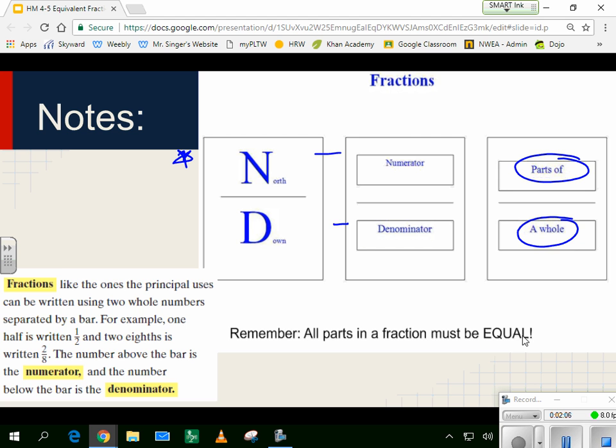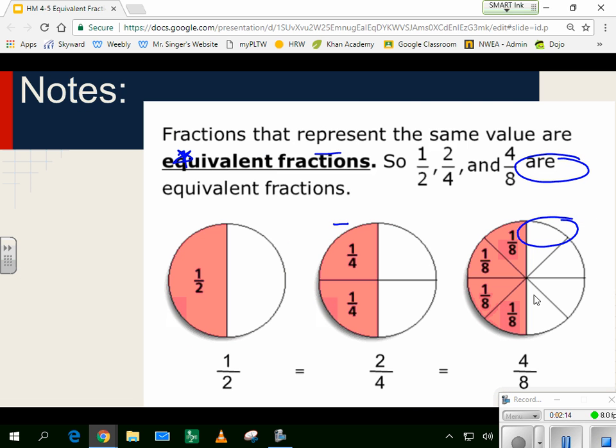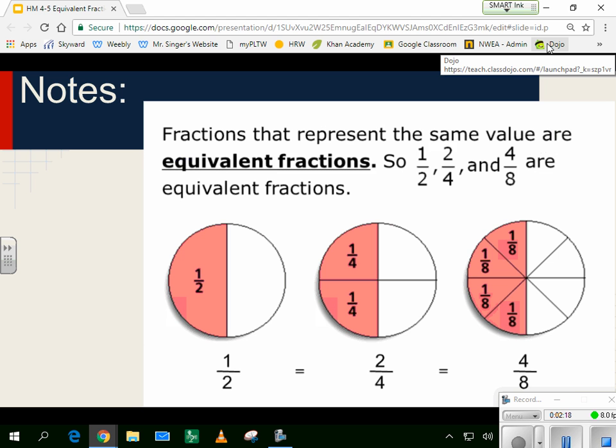Now, let's get into how we can work on this with our first problem. Actually, before we do that, I have one other set of notes I want us to get into, and that's what an equivalent fraction actually is. So here's the definition of an equivalent fraction: fractions that represent the same value, but look different.